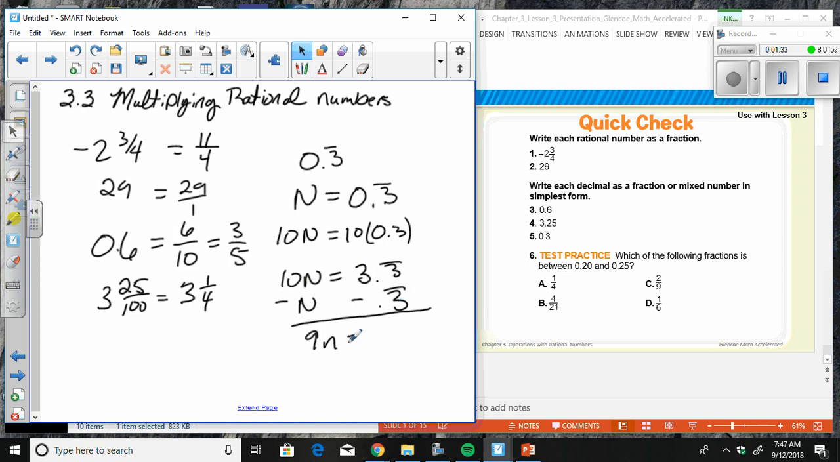So we get 9n equals 3. Then we can divide both sides by 9, and when we reduce this down, we get n equals 1/3. So now we have it as a fraction.